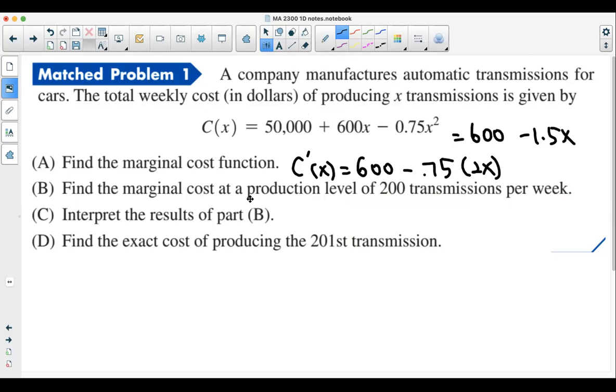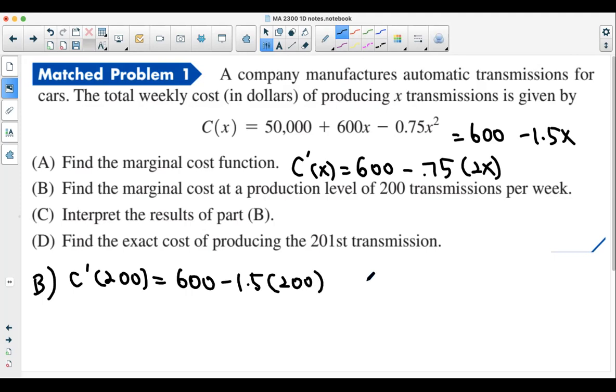Find the marginal cost at the production level of 200. Then B will be equal to C prime of 200. Then we get 600 minus 1.5 times 200. That's equal to 300, I believe. And C basically means it will cost $300 to produce one more transmission if you're already making 200 transmissions at the time. So that's the idea.